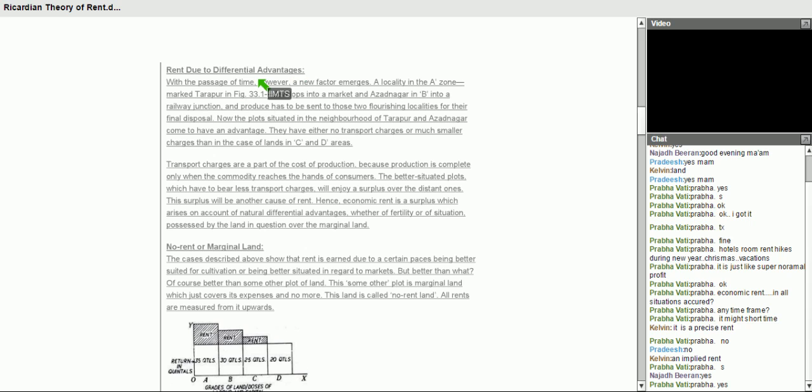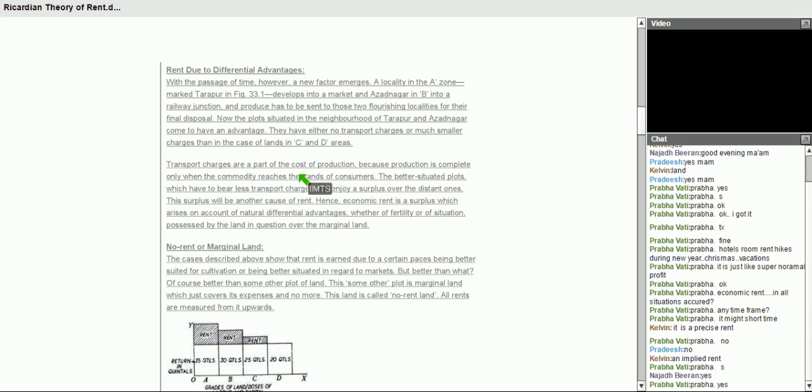Now, rent due to differential advantage. What is this? With the passage of time, a new factor emerges. A locality in the A zone marked Tarapur develops into a market and Azad Nagar in B into a railway junction, and produce has to be sent to those two flourishing localities for their final disposal. Now the plots situated in the neighborhoods of Tarapur and Azad Nagar, the land pieces C and D, come to have an advantage. They have either no transport charges or much smaller charges than the other lands.